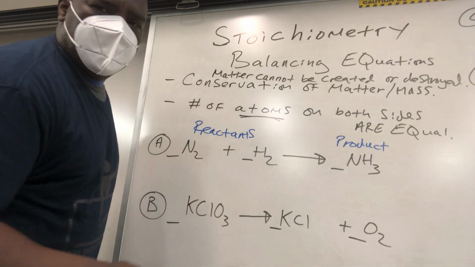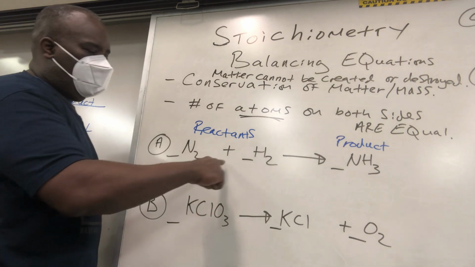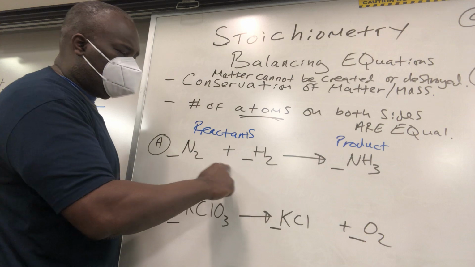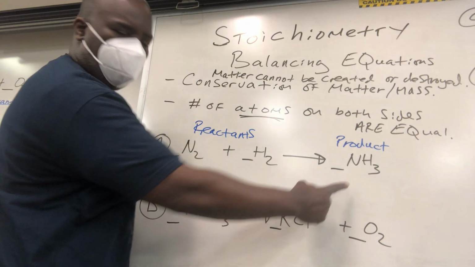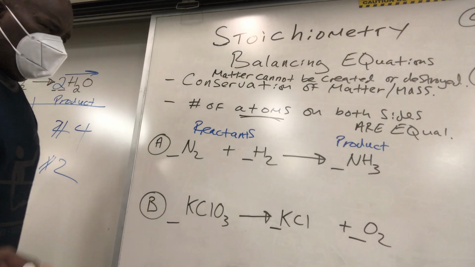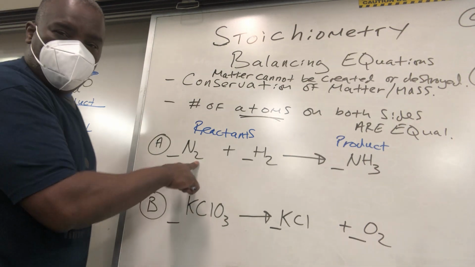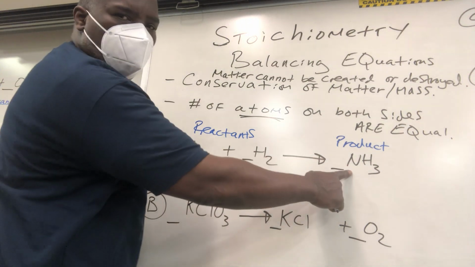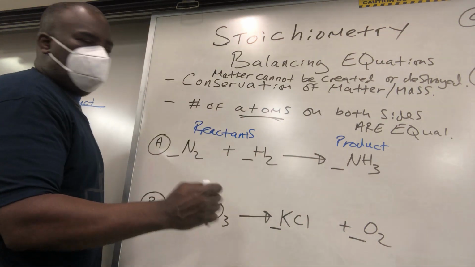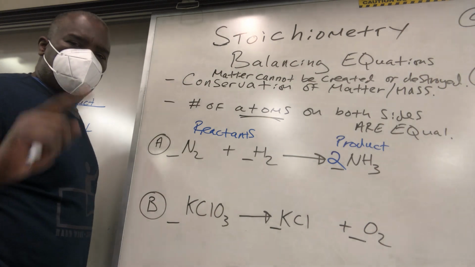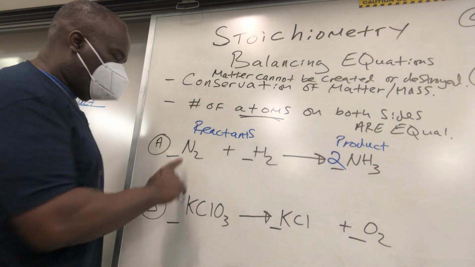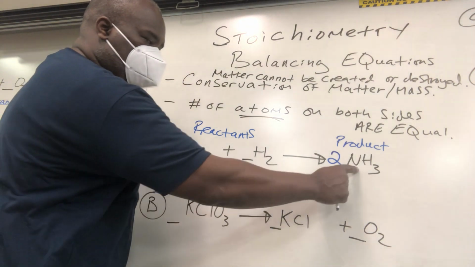So here we go. This guy right here is N2 plus H2. Now, this means it's reacting with H2 to produce NH3, right? So we do some analysis. We got 2 N's right here. We got only 1 there. We're going to fix that. We're going to put a big 2 in front here. Bam. All right? That now gives us 2 nitrogens on both sides. 2 there and 2 there.